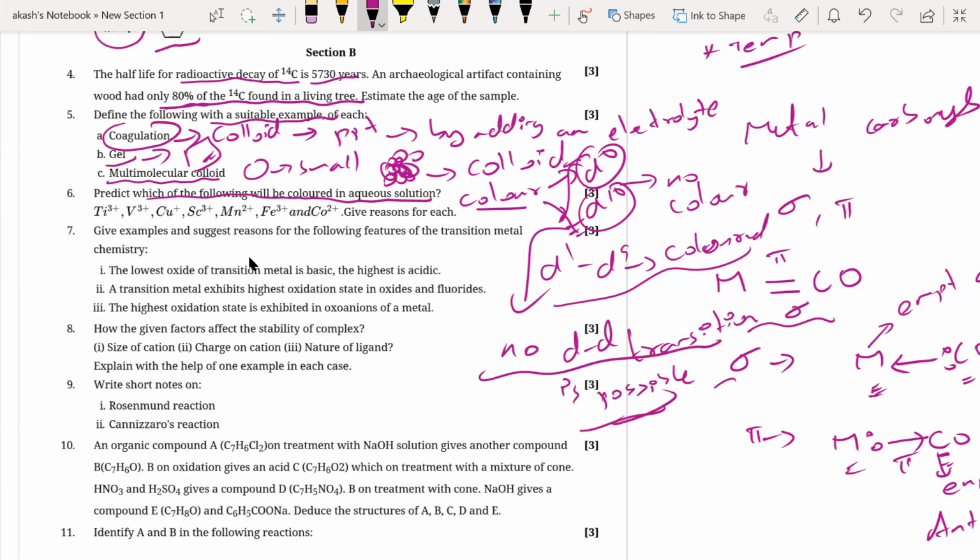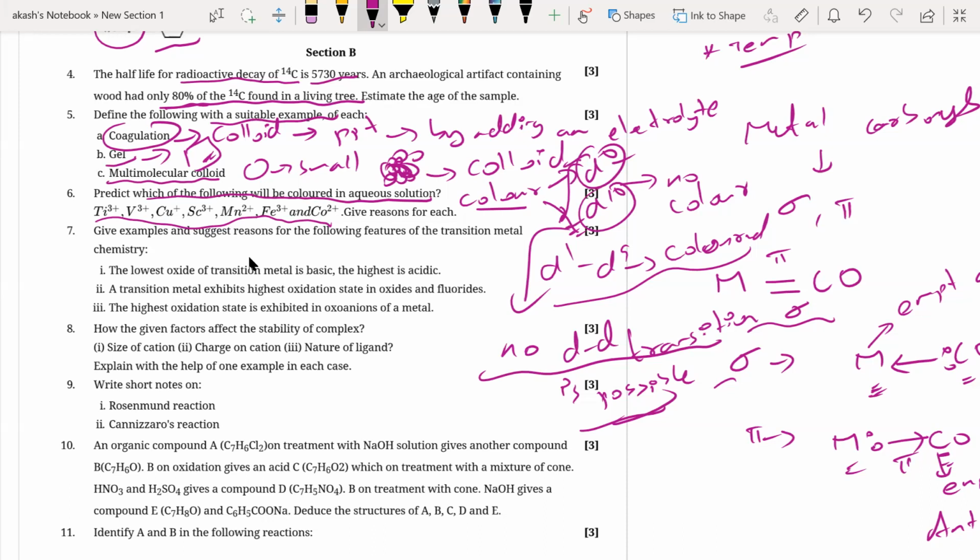Right. So out of them, yes. But I have written that Mn2+ and Fe3+ are colored because they have more unpaired electrons and undergo d-d transition. Is that fine? Yeah. But I think you have to check the configuration of all of these. Yes, sir, I did. Actually, I have written that Mn2+ and Fe3+ have more unpaired electrons, so they undergo d-d transition, hence they are colored. Only for Mn2+ and Fe3+.